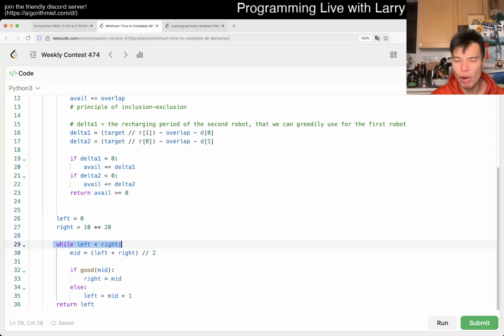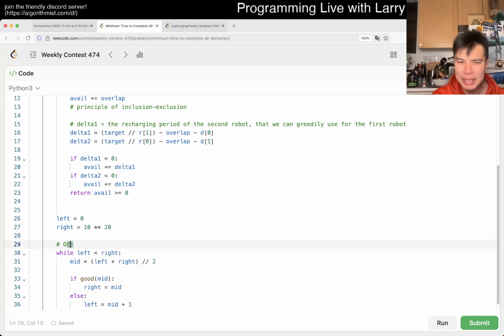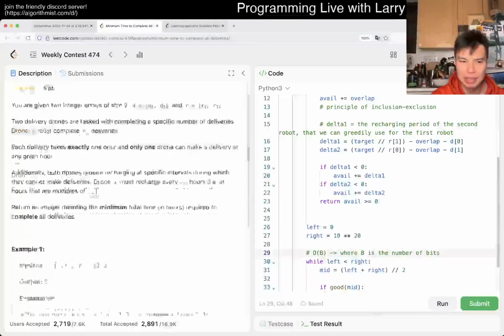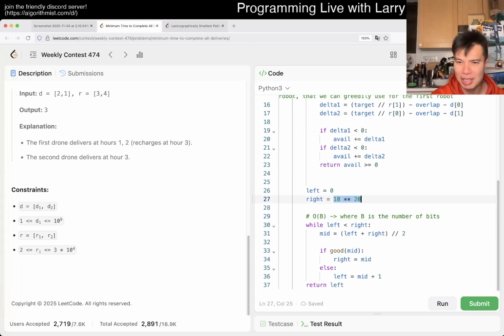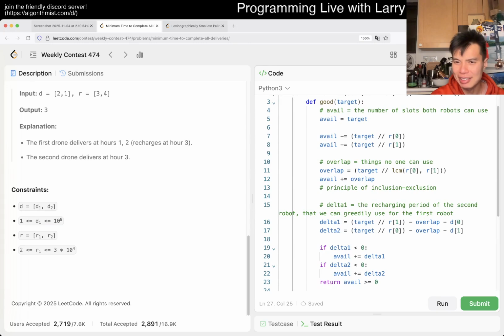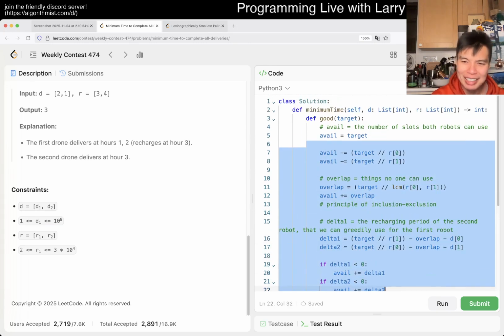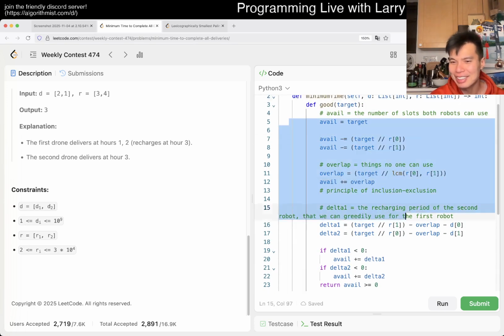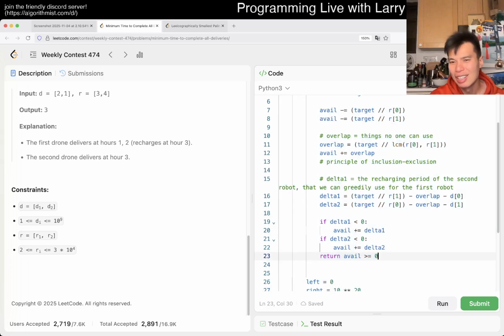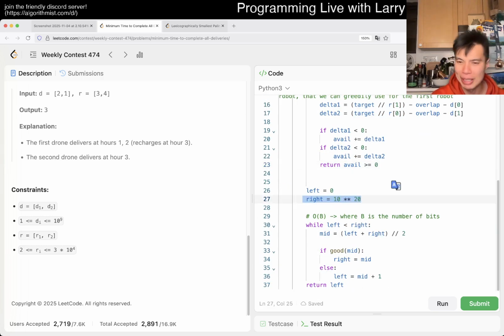Well, this loop is going to do O of B, where B is the number of bits in the bound, which is going to be like 10 to the 9, I suppose. You probably could do a tighter bound, honestly, but I did 10 to the 20 because I didn't want to think about it. It's only 30 loops. It's effectively constant because there are only two things, so I wasn't worried about this being too big.